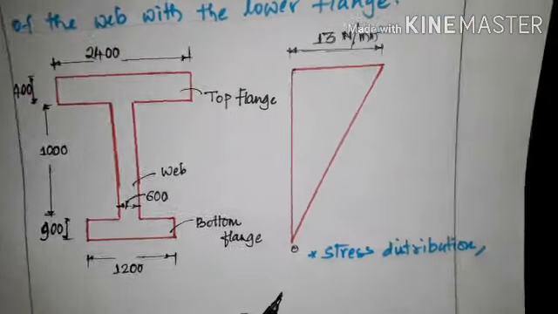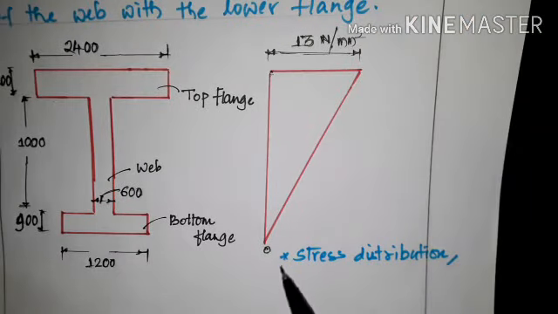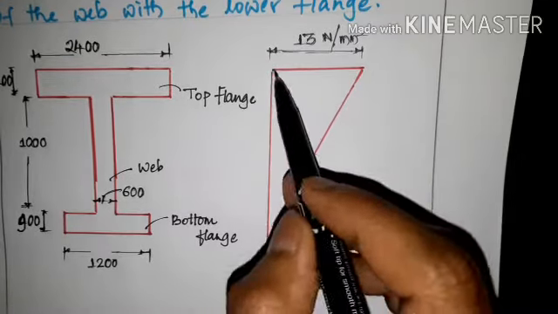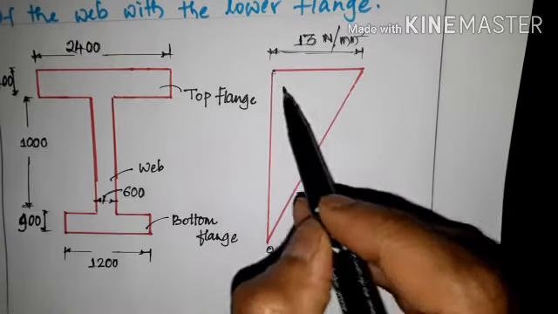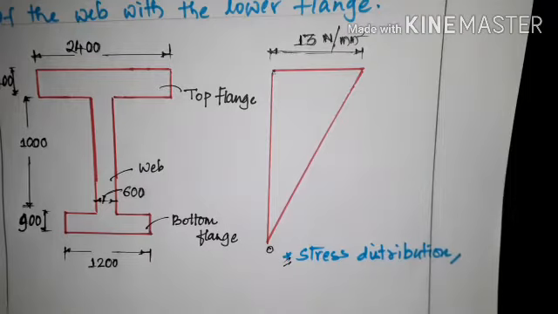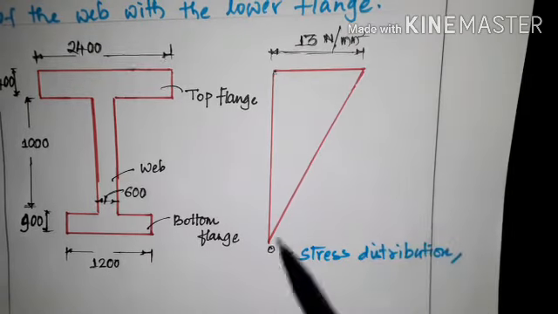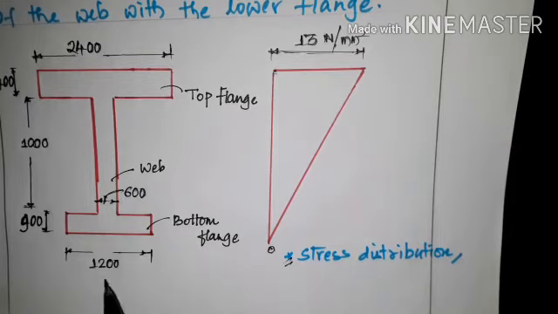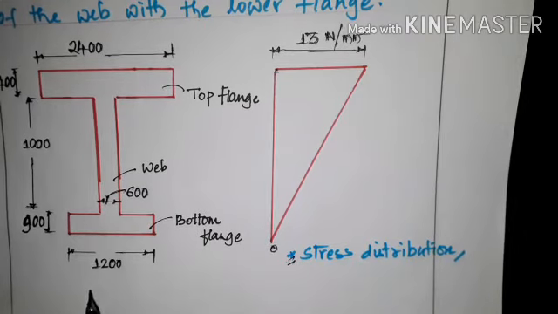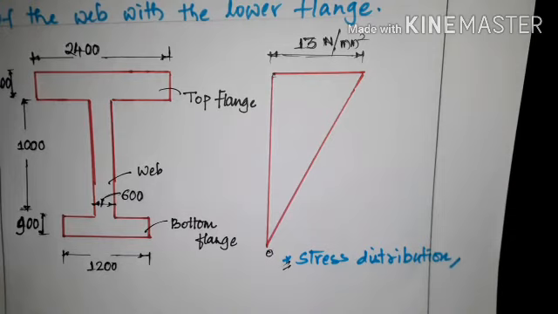Then they have given the stress distribution for the compression and tension. The compression is 13 Newton per mm square and it is linearly reduced to 0 at the bottom flange, and we have to find the principal tensile stresses at the centroidal axis and at the junction of the web and the bottom flange. So we will start with the solution here.